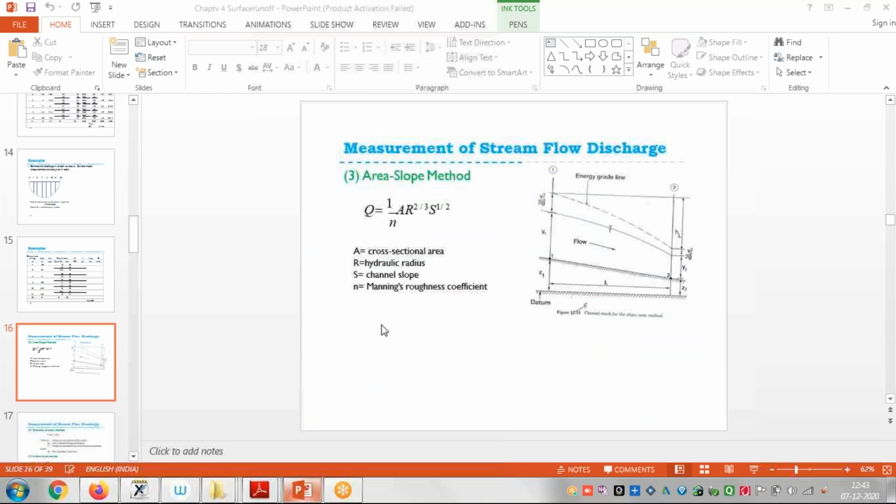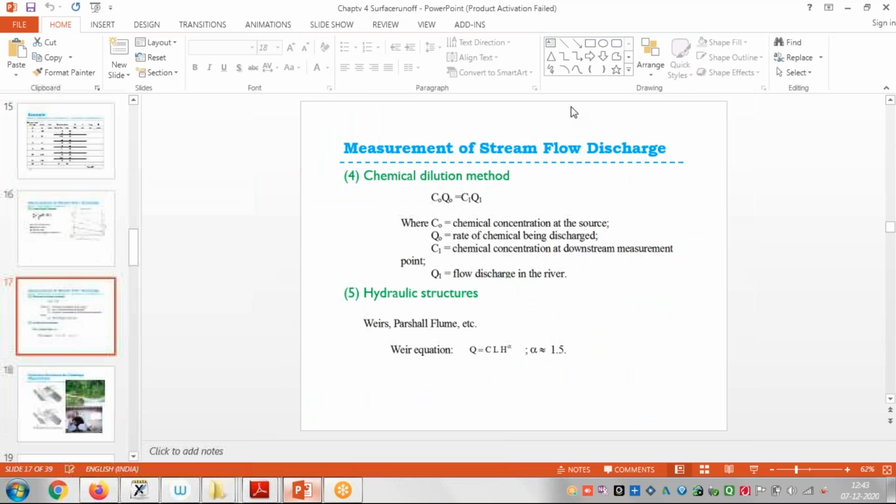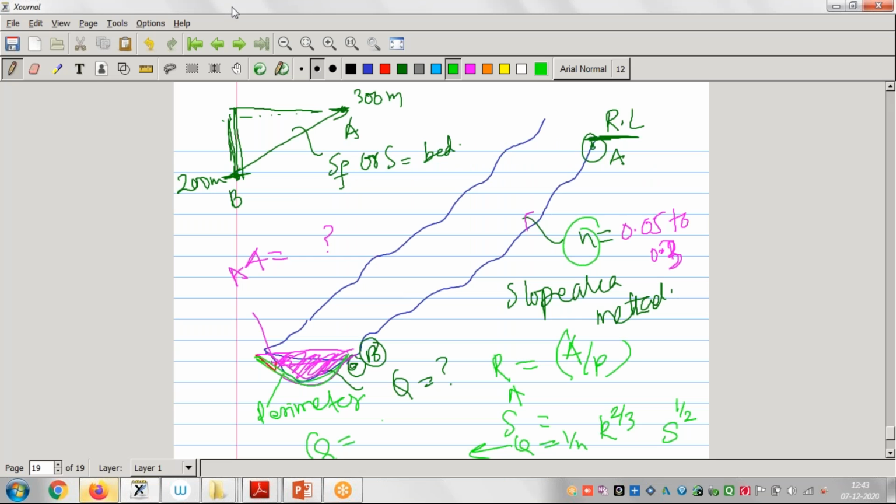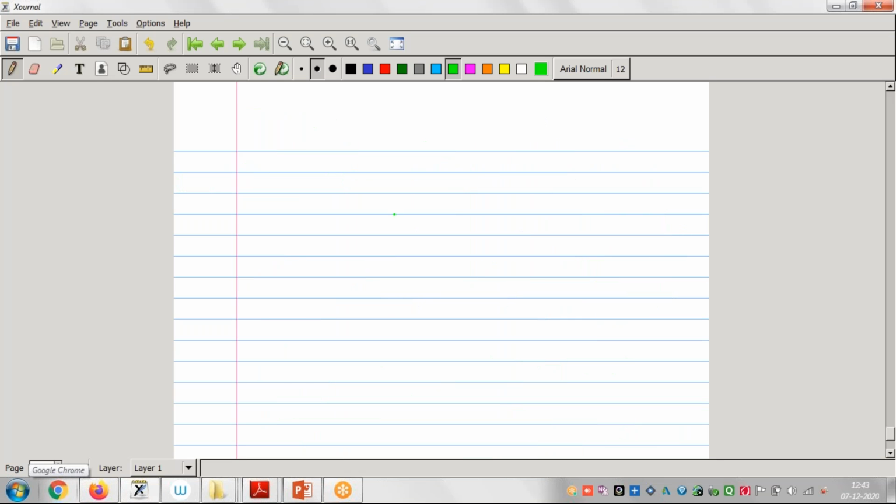Now I will come to another method. For example, if I give you one numerical on this: determine the discharge.